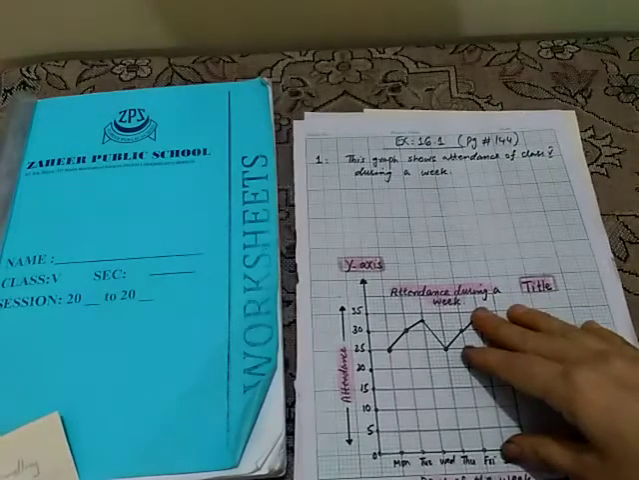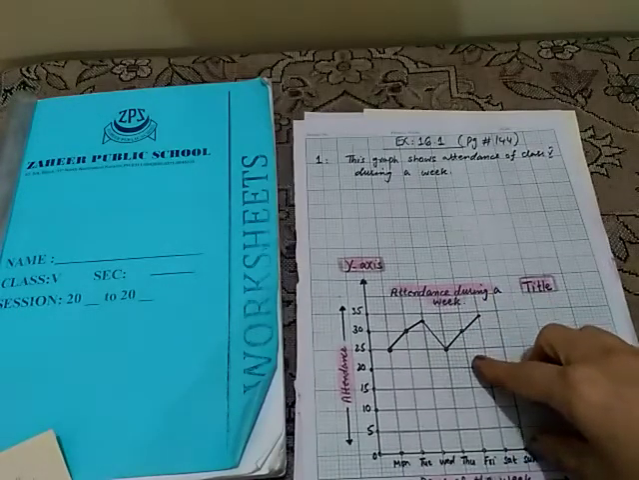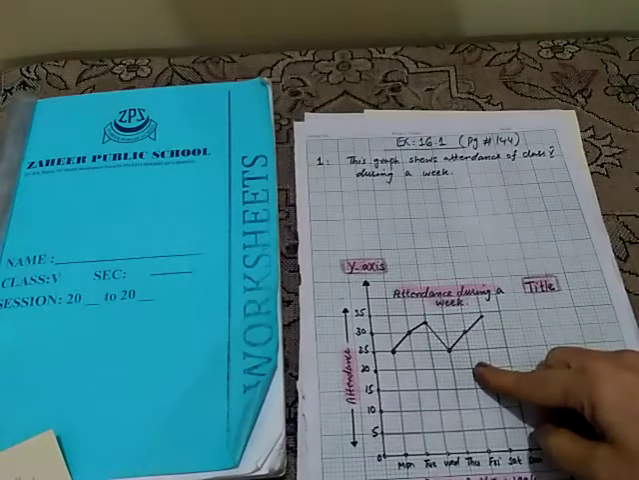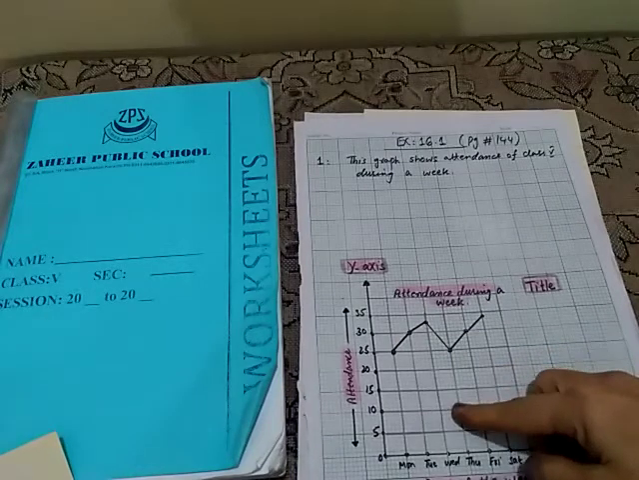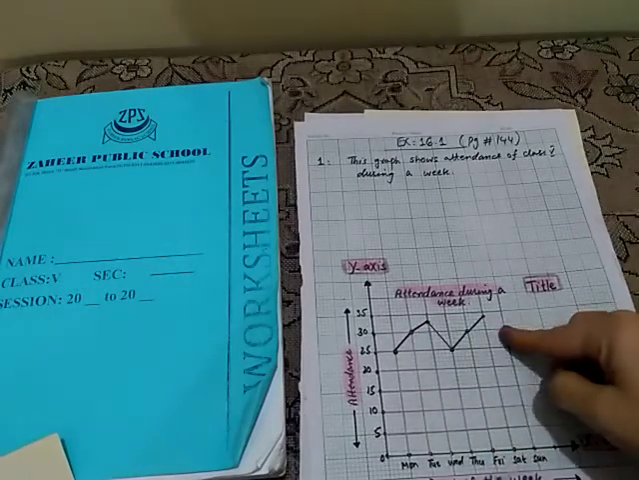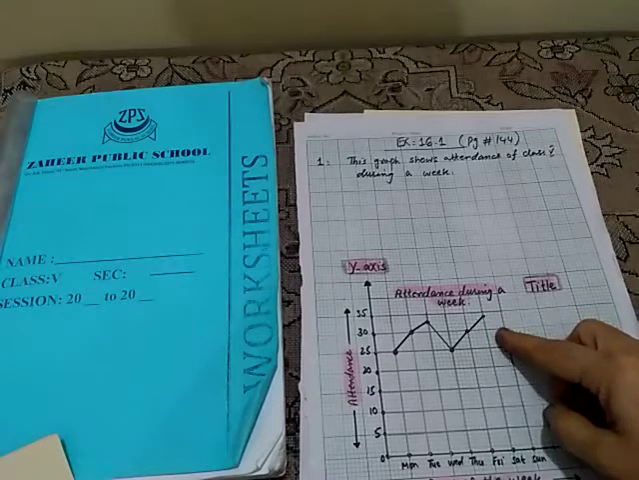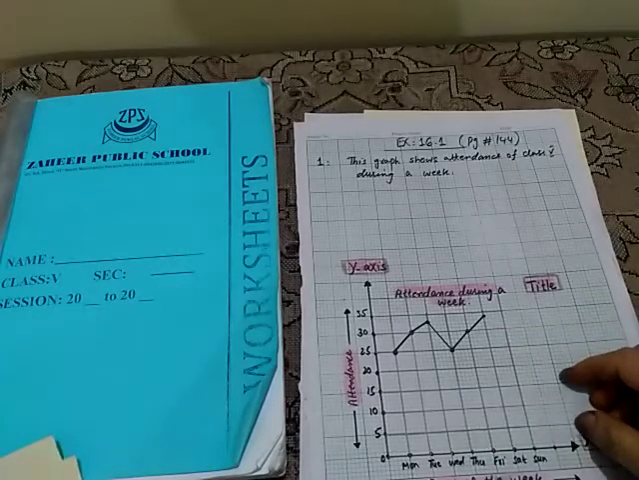In this graph, data is displayed by dots or points on graph paper. The dots are joined together by a line and we get a line graph of the required information.